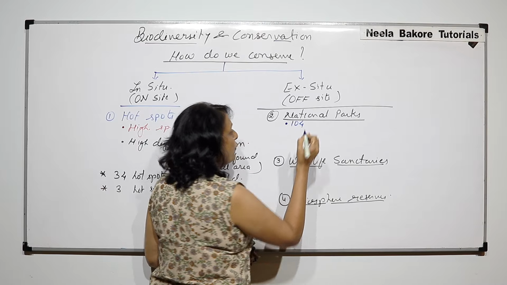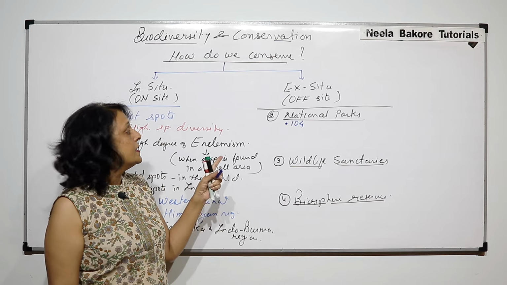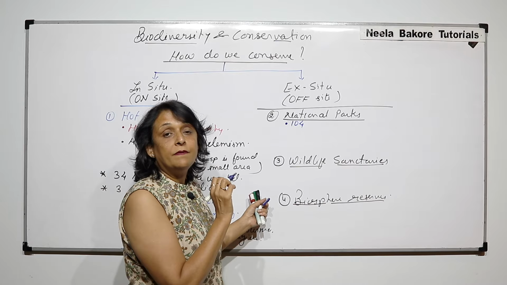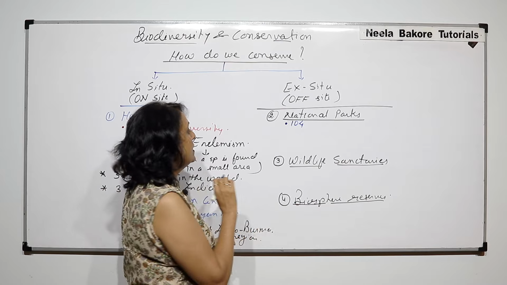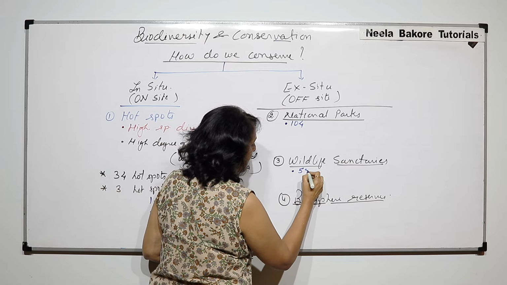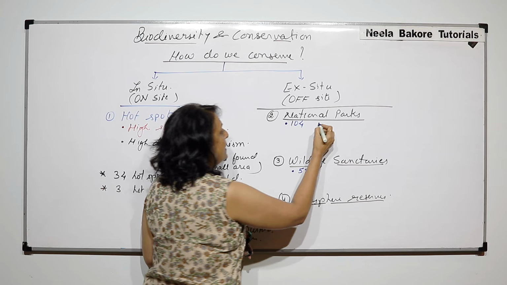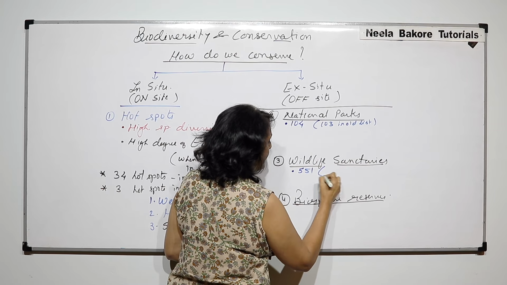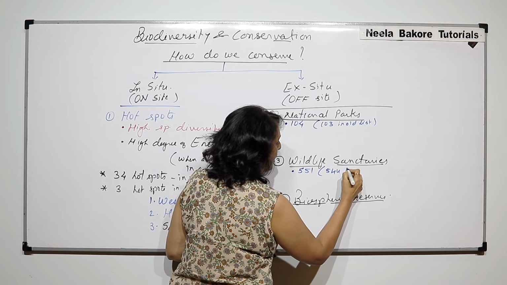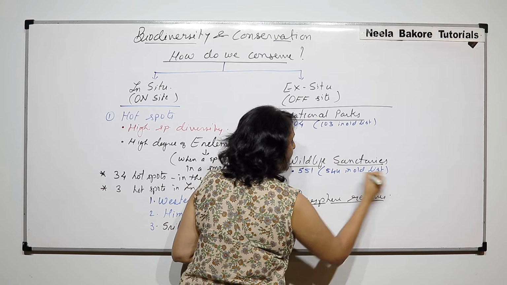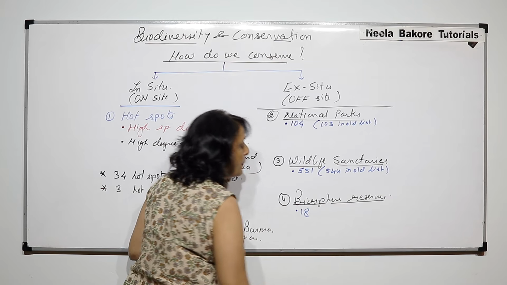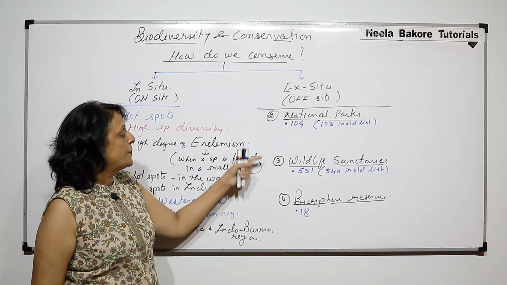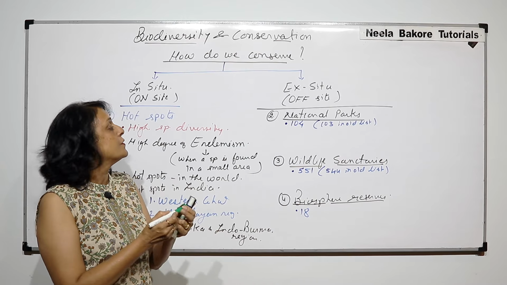There are 104 national parks. This is according to the new list. In the old list, the number is 103. So we have to remember that we are talking about the latest updated new list. Wildlife sanctuaries, there are 551. I'm going to write down the number 103 in old list. And here the number is 544 in old list. And there are 18 biosphere reserves. So these are the numbers of national parks, wildlife sanctuaries, and biosphere reserves.